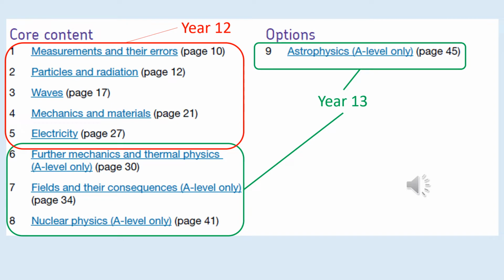Then in year 13, that builds on top of the year 12 material. So there are further mechanics. We then have an introduction to the concept of fields, and then nuclear physics. So the year 13 topics really build on top of the year 12 topics.